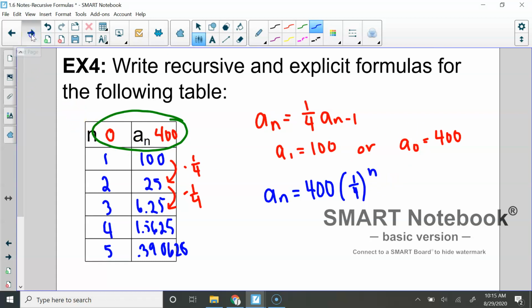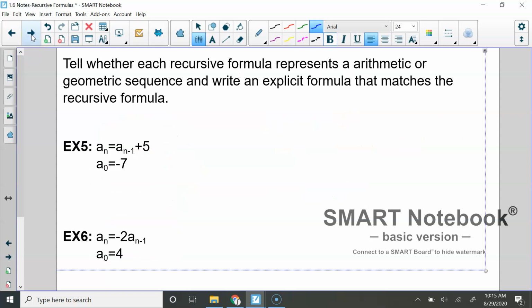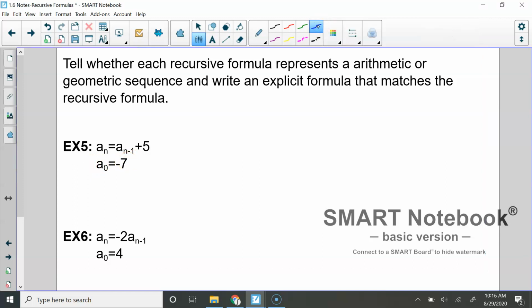Let's move on. Okay, so for each of these, we're going to tell whether the recursive formula represents an arithmetic or geometric sequence, and then we're going to write an explicit formula that matches the recursive formula. So, if we have a sub n equals a sub n minus 1 plus 5, and a sub 0 equals -7, if you think about what's happening here in this formula, you've got -7, and then you would add 5 to get the next number, and add 5 to get the next number.